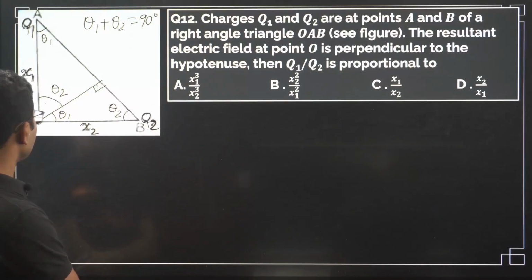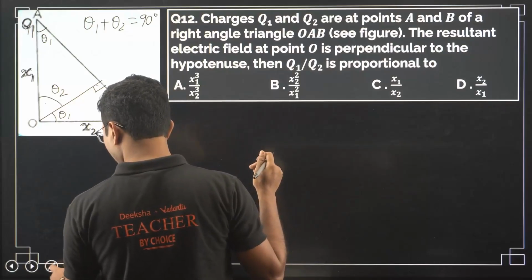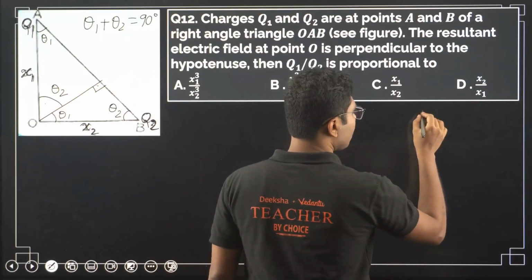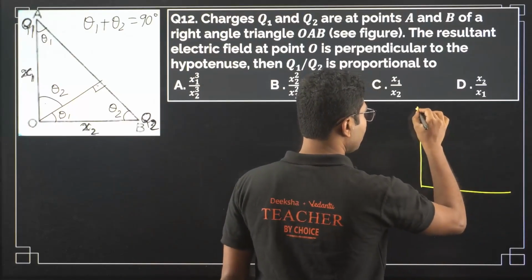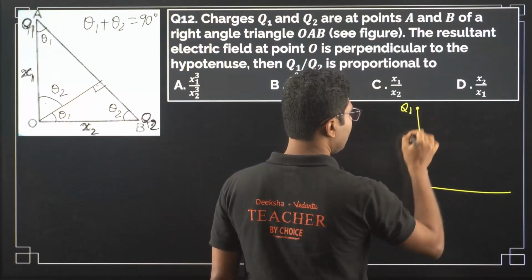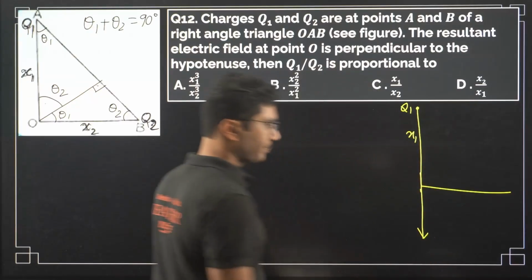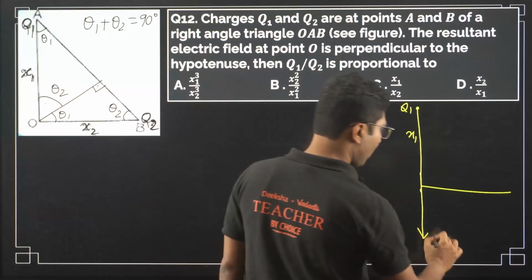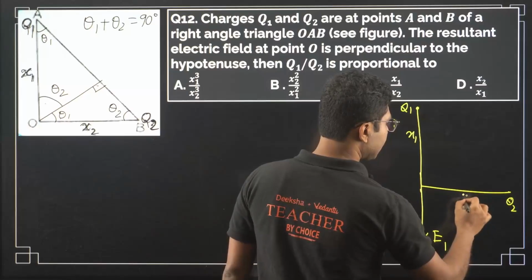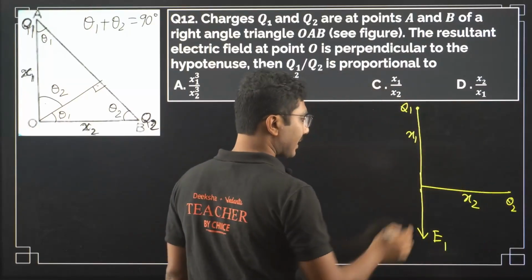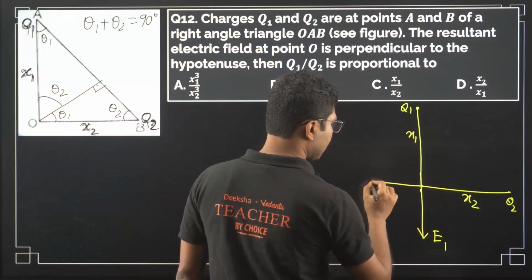Now let's draw the diagram once more. So this is a triangle. Electric field due to Q1, this distance is x1, so electric field will be in this direction. Say this electric field is E1. This is Q2, this distance is x2. This tag does not matter right now. So this will be in this direction, say E2.